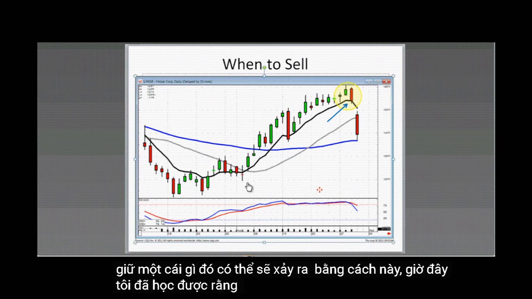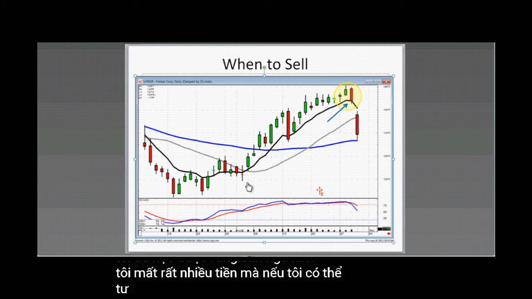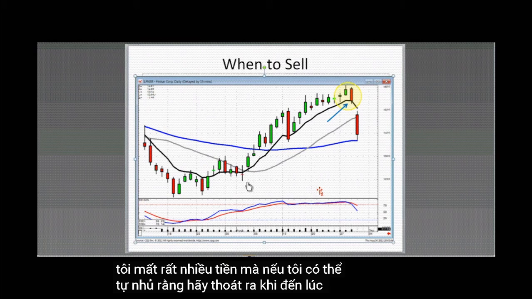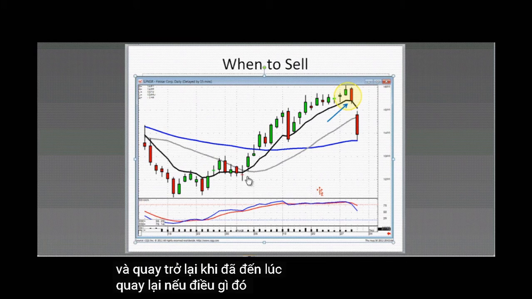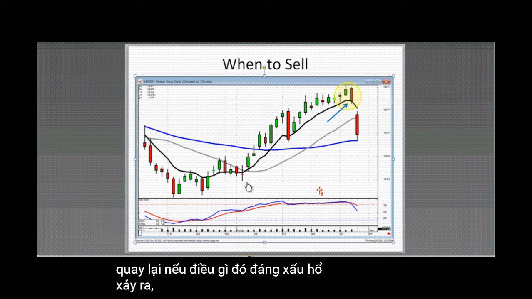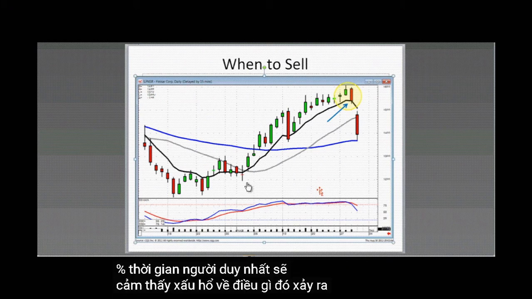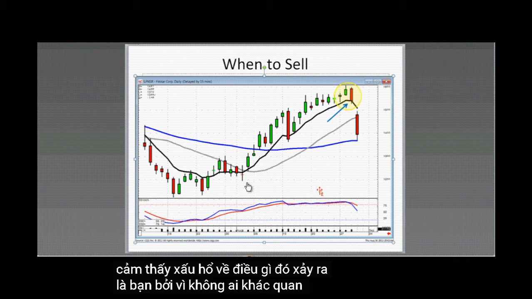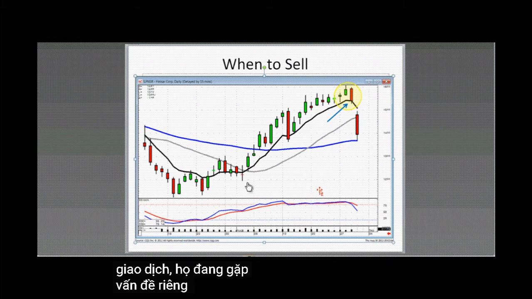I've learned now that the ego loses me a lot of money. If I can tell myself, get out when it's time to get out and get back in when it's time to get back in, if something embarrassing happens, I can still bet you that 99.999% of the time, the only person that's going to be embarrassed about something happening is you, because nobody else cares what you're doing each day when you're trading. They're having their own problems trading.